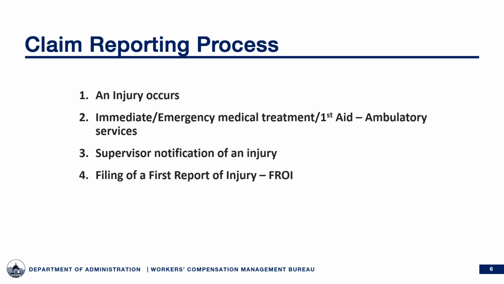Seeking treatment. If the injured employee does not need immediate medical treatment, the employee should notify their supervisor and complete a first report of injury form. The supervisor should assist the employee in completing this form and submitting it to the agency's appointed workers' compensation contact for submittal to Montana State Fund. If the employee does need to seek immediate medical treatment, the employee does not need to wait to complete the first report of injury or to receive their workers' compensation number prior to seeking treatment.